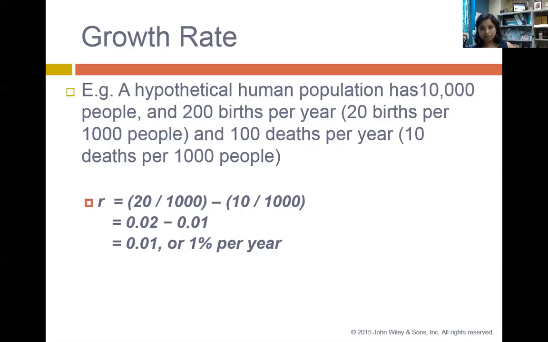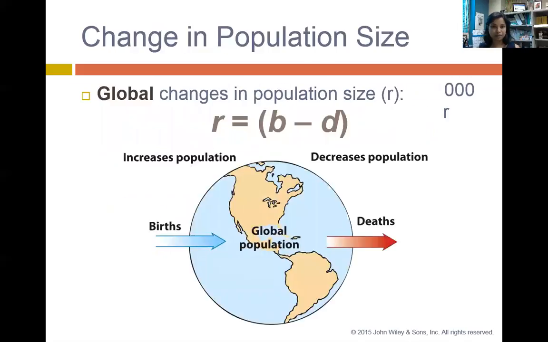Go through this example I have given you to see how we use the formula. And then here we are showing how we calculate population size changes and growth rates at a global level. At a global level, the only way new human beings, or any organism for that matter, because we're not just talking about human beings here, join a population is by birth. When they leave this globe, they leave by death, right? So r is equal to B minus D is the formula for calculating global changes in population growth.